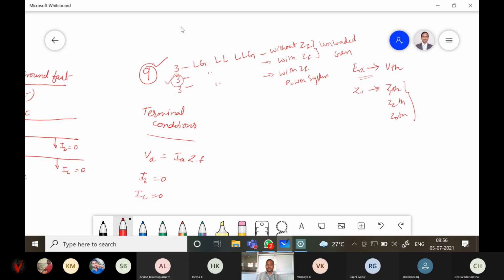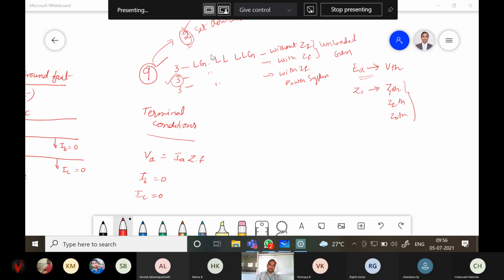In these 9, you may get 2 derivations in your exam, almost certainly. And you will also get some problems on this. So please be thorough about this.